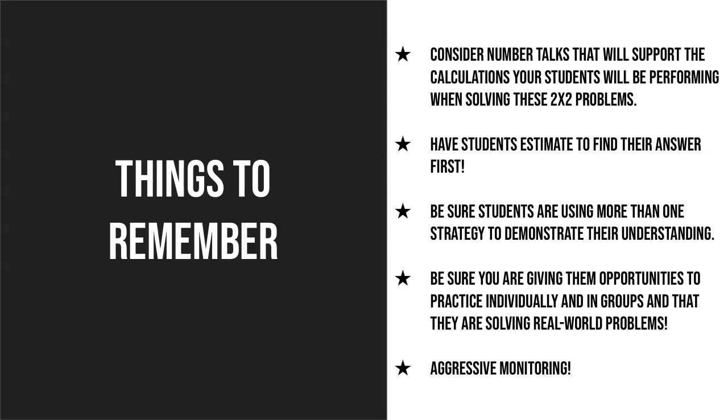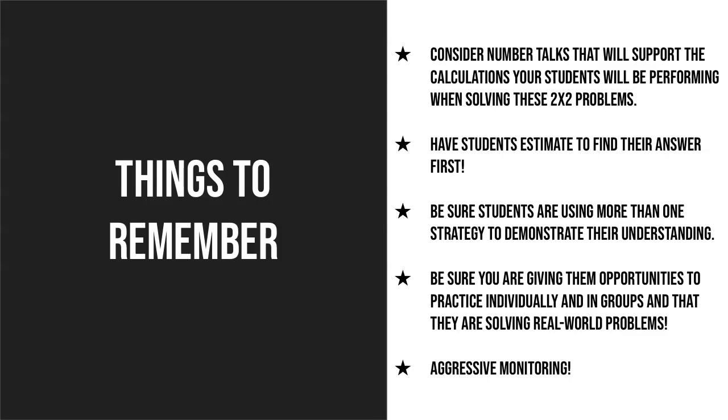Have students estimate to find their answer first. This is a great practice for every star released question that your students do, and have them show you their estimation so that you can make sure that they are thinking correctly about how to round and use compatible numbers in order to estimate. Be sure students are using more than one strategy to demonstrate their understanding.